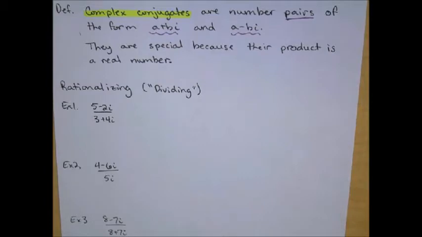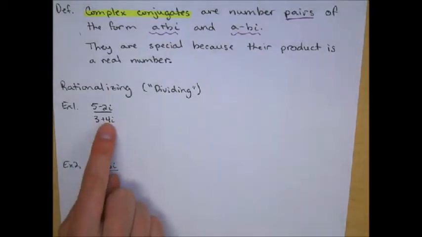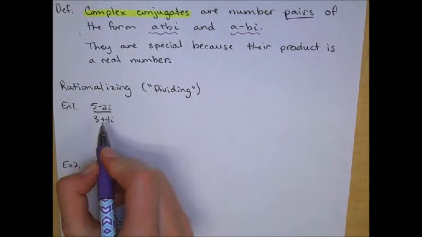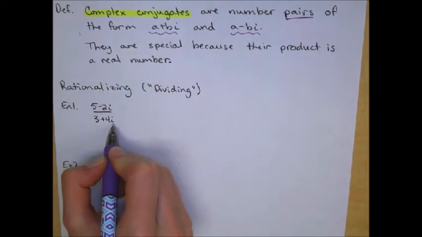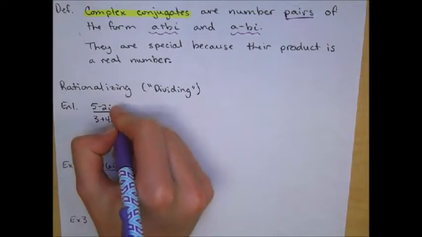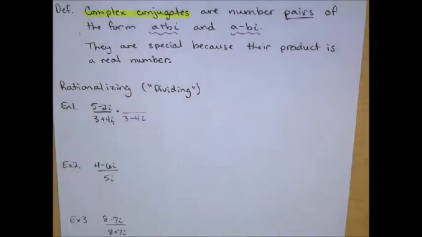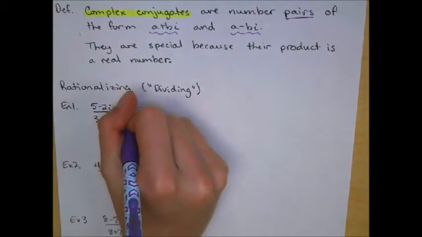The whole goal of rationalizing is that we don't have an i on the bottom. So what we're going to do is multiply by the conjugate of the number on the bottom. I'm going to say that again. We're going to multiply by the conjugate of the number on the bottom. So 3 plus 4i is on the bottom, so we're going to multiply by 3 minus 4i. And whatever we do to the bottom, we're also going to do to the top.